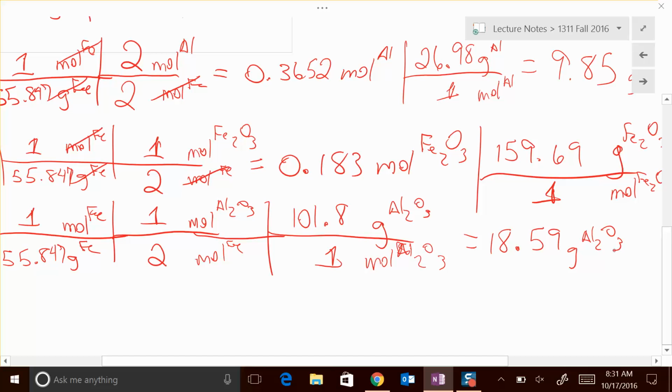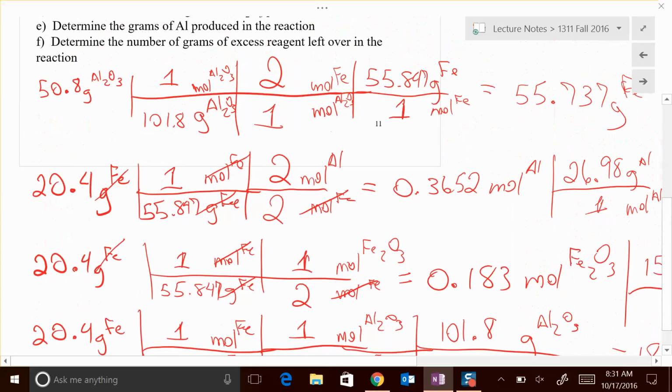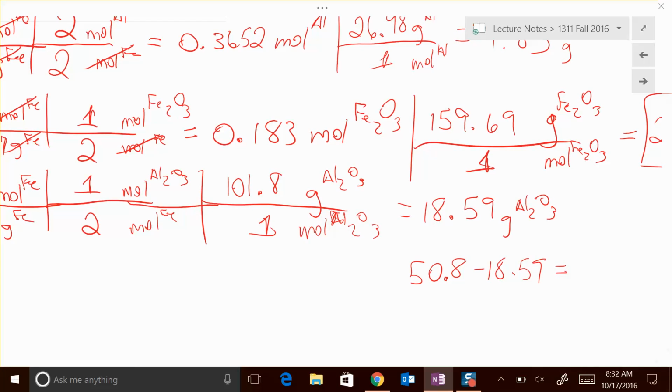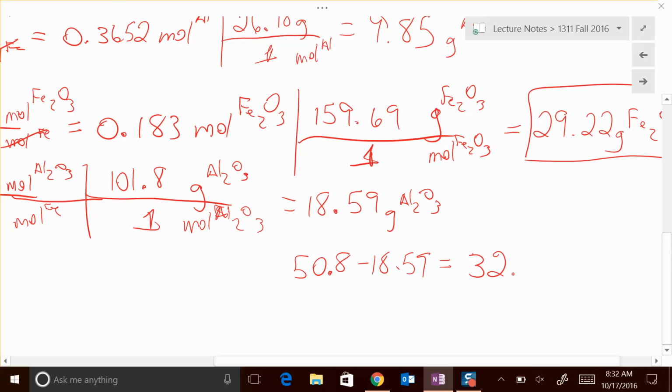Okay, now I can figure it out. So I have 50.8 grams. I only use 18.59 grams of that. So how much is left over? I subtract the 18.59 from the 50.8. 32.21 grams of Al2O3 left.